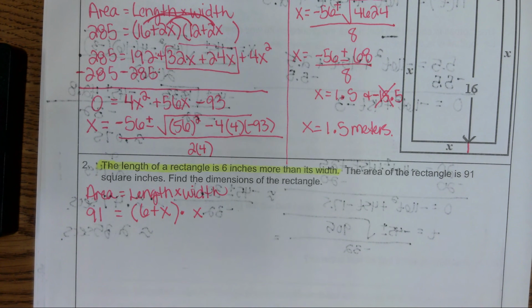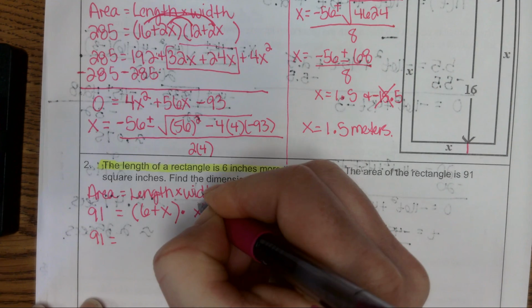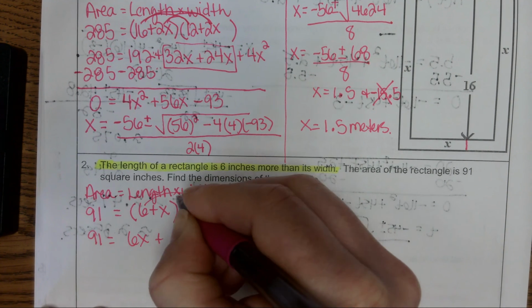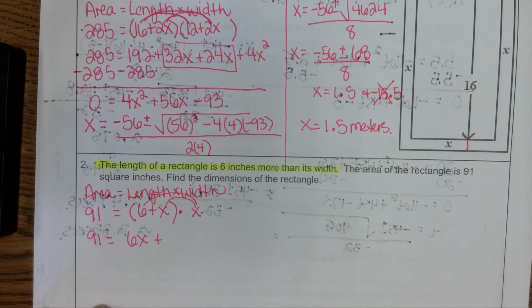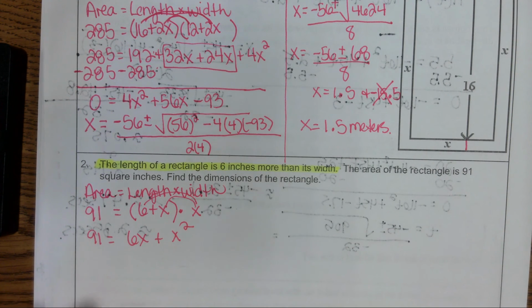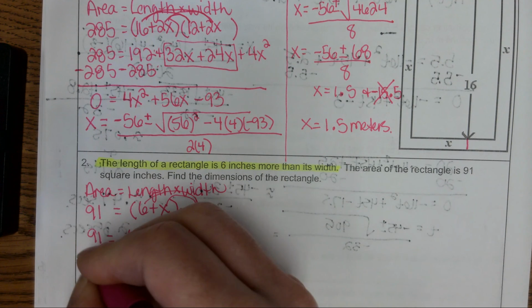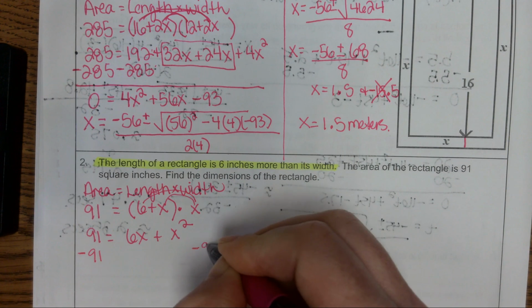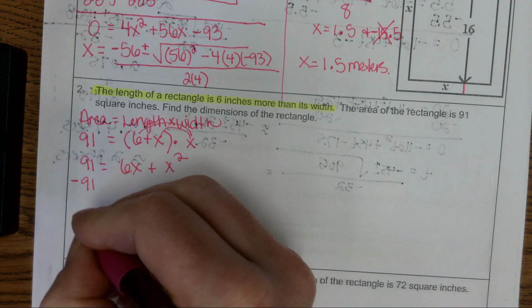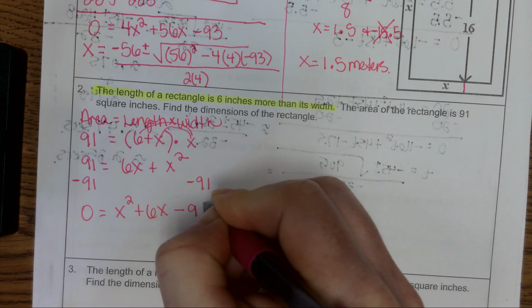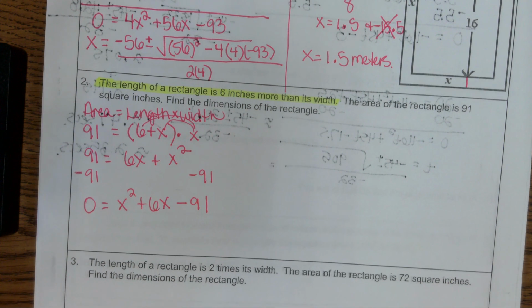What would I do now? Multiply. This one's a little easier to multiply. Just distribute the x. We have 6x plus, what would that be? X squared. This one's a little bit nicer numbers. Nicer in the sense they're smaller. If I'm using the quad formula, I need to move the 91. There are no like terms with the 91, so I'm going to just put it over there. We have 0 equals x squared plus 6x minus 91. Can you go from there then? Yeah.